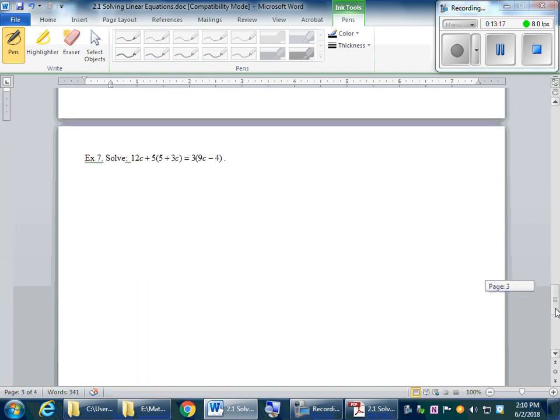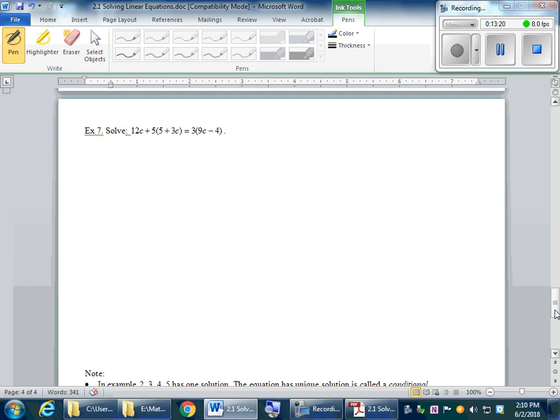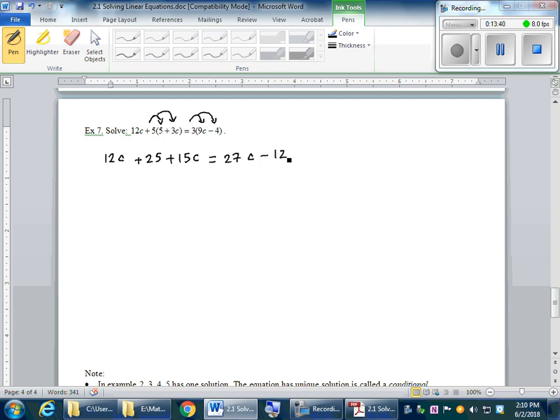Example 7. So now, distributing as usual, 5 on the left hand side, which is 12c plus 25 plus 15c equal to, distributing 3 to both sides. That will give me 27c minus 12. Simplify a little bit. That will give me 27c plus 25 is equal to 27c minus 12. Subtracting 27c on both sides, that helps us to get 25 is equal to negative 12.